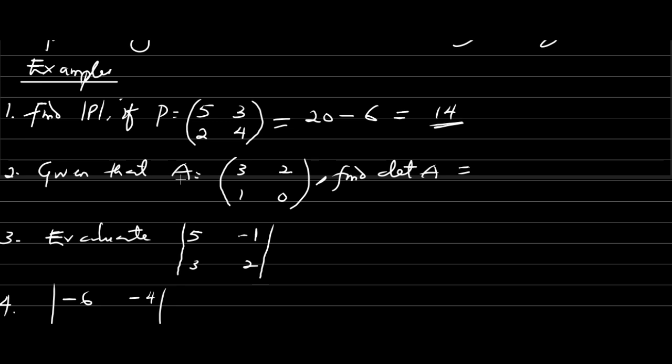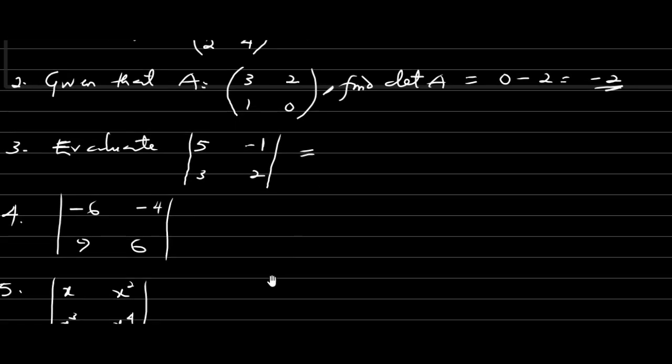Then here we are given that A is a matrix of 3, 2, 1, 0. Find the determinant of A. So that will be 3 multiplied by 0, that is 0, minus 1 multiplied by 2, that is 2. 0 minus 2, we have minus 2. That is the determinant of that matrix. Then once you see vertical bars like this, it means you have to find the determinant of that particular matrix. So 2 multiplied by 5, you have 10, minus 3 multiplied by negative 1, you have negative 3. So minus times minus is plus. So we have 10 plus 3, and that is 13.